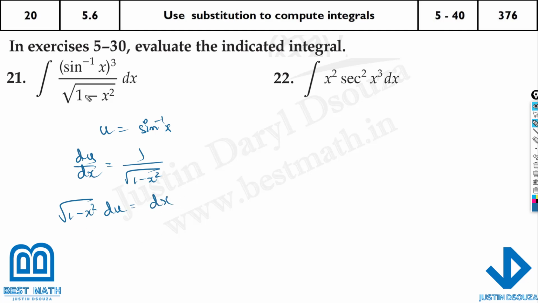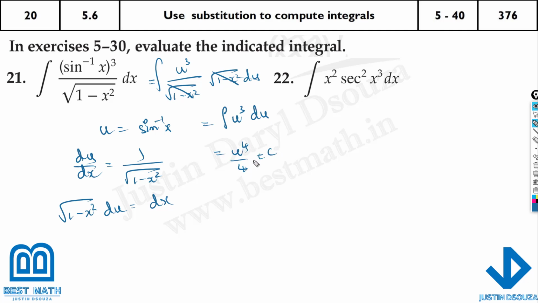So we can rearrange everything here because this will cancel off. U to the power 3 divided by square root 1 minus x squared, and this dx will become square root 1 minus x squared du, and this cancels off, so you have basically integration of u cubed du. What happens here? It will be u power 4 by 4 plus c. Here we are to substitute back whatever is u. We can write 1/4 u, where u is sine inverse x, plus c. This is the final answer.